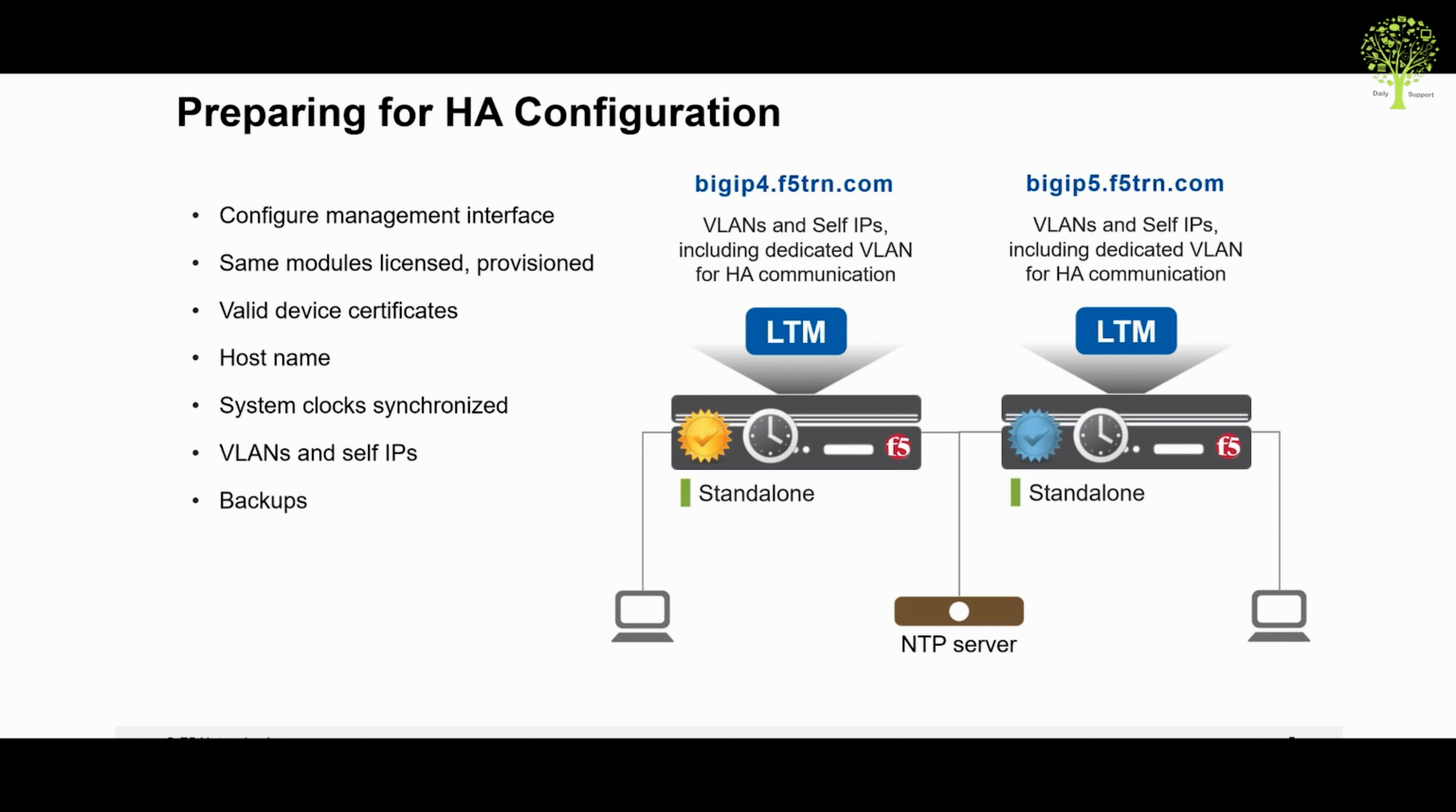Once these tasks are completed, you should create a UCS archive of each system. You can use the BIG-IP system's GUI or command line to manually perform these activities. The Setup utility wizard does many of these, and you can even use it to configure an active standby pair.